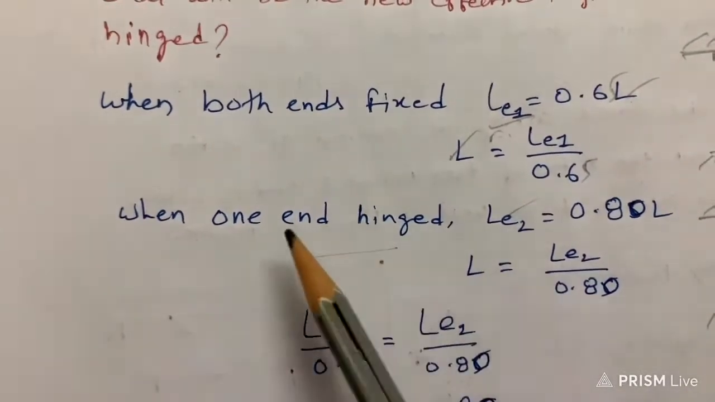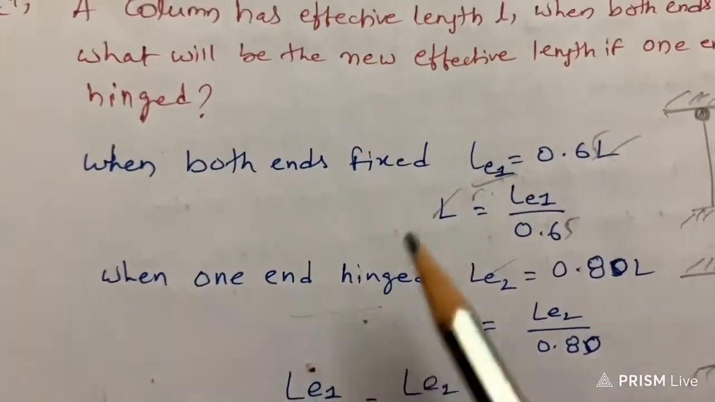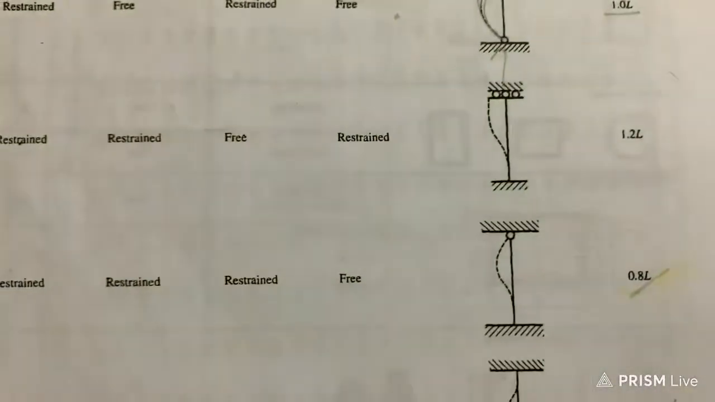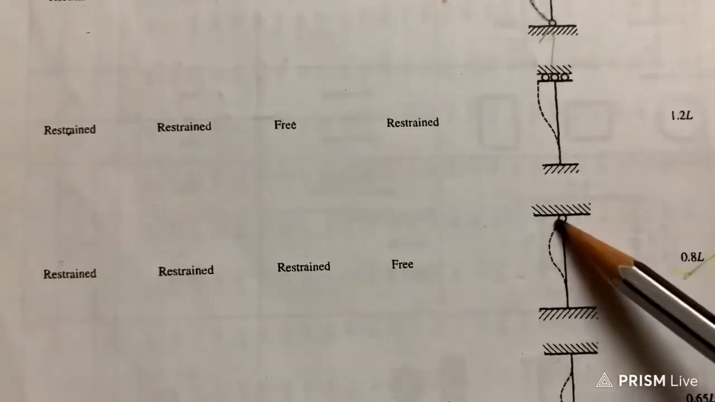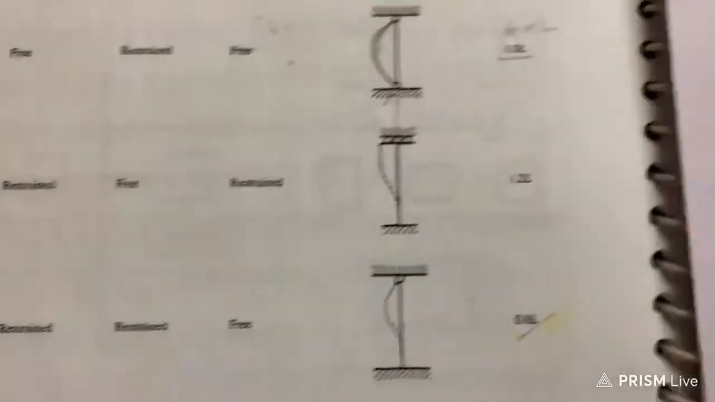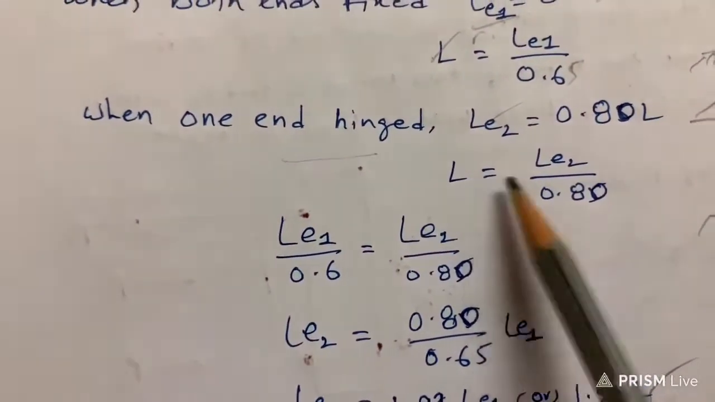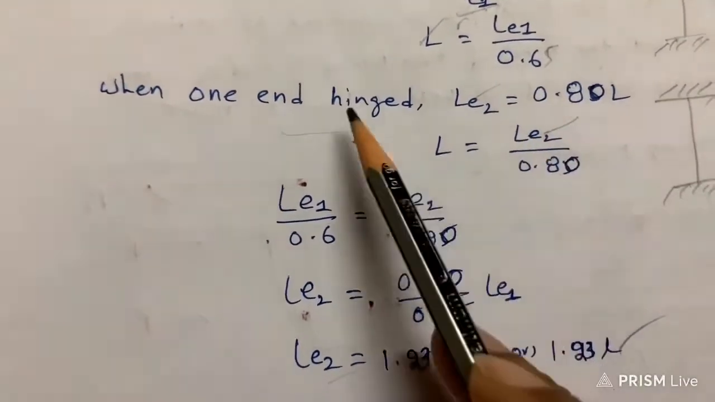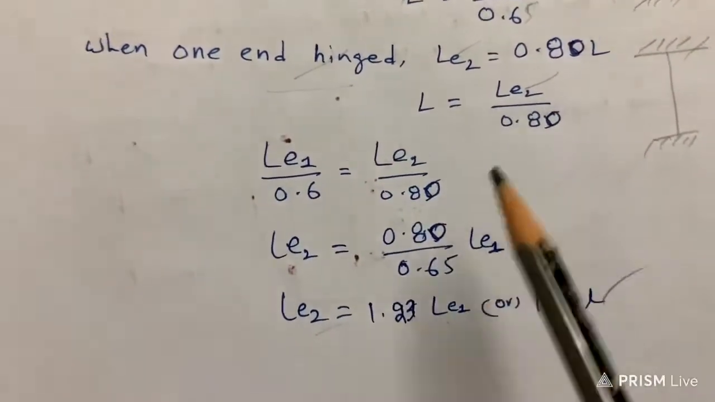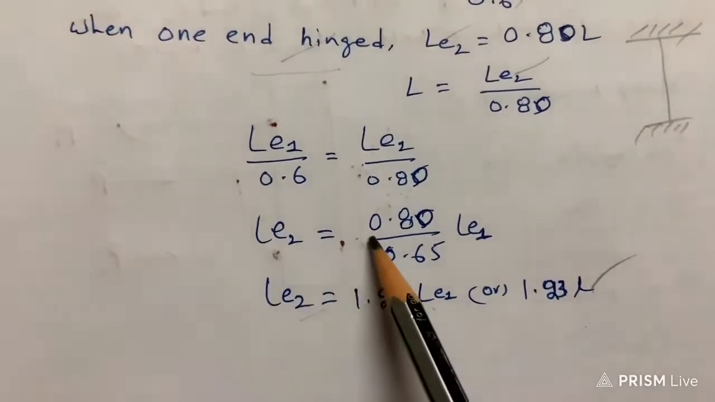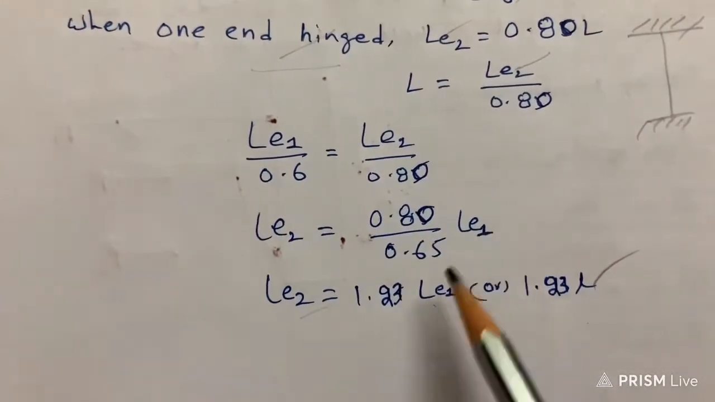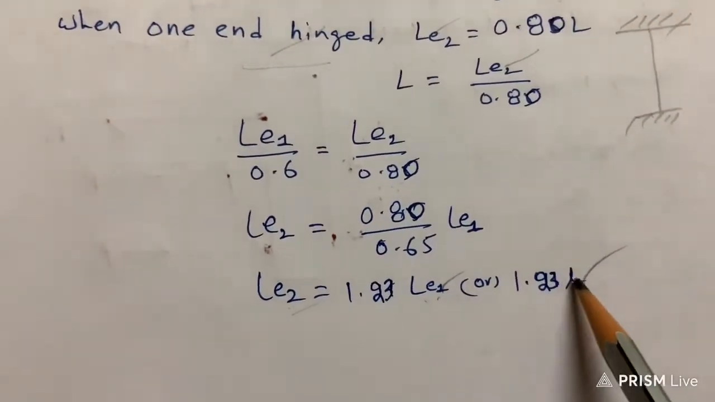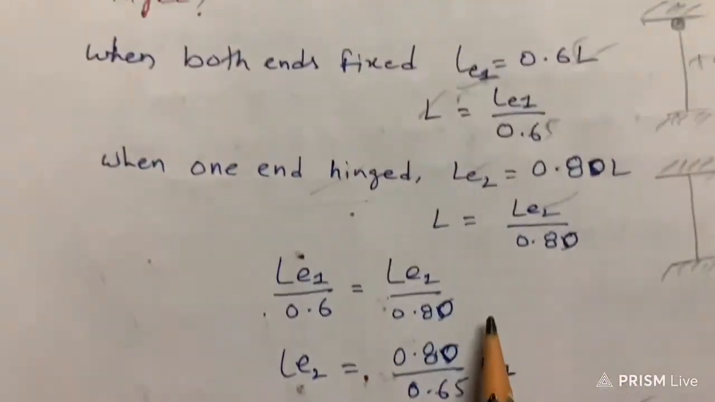Like that, the second condition is when one end is hinged. When one end is hinged, LE2 equals 0.80 into L. Here, one end is hinged like this and the other end is fixed. So I wrote the L value. By using these two values, I'm going to calculate LE2, because our condition is one end hinged. So LE2 equals 0.8 by 0.65 into LE1. So the LE2 value is 1.23 into LE1 or 1.23 into L. Like that, we are going to solve this problem.